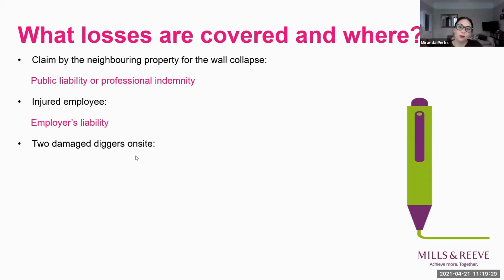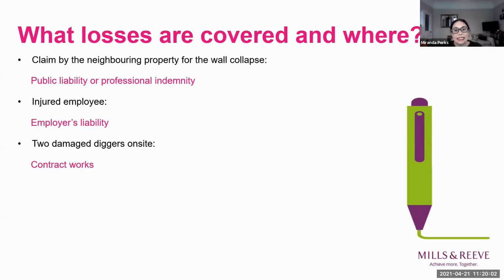So this is a little trickier, and I'm going to give you a typical lawyer's response. It depends. The presumption is that the two diggers are plant, either owned or more likely hired by Company A to carry out the contract works. So the simplest route is for Company A to look to its own contract works policy for cover. Whether Company A's contract works policy will respond depends upon the level of cover Company A has in place.